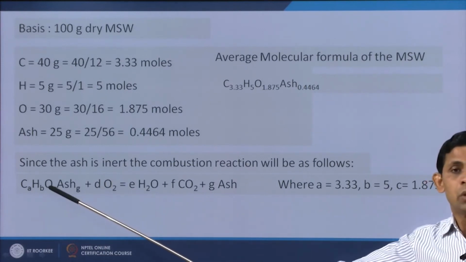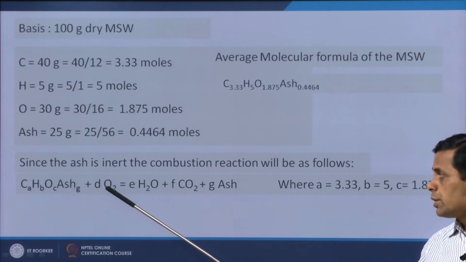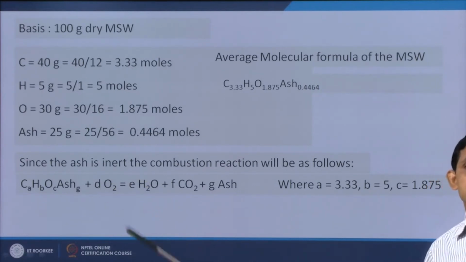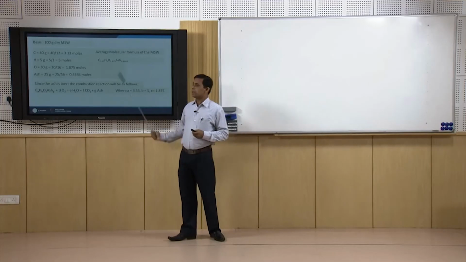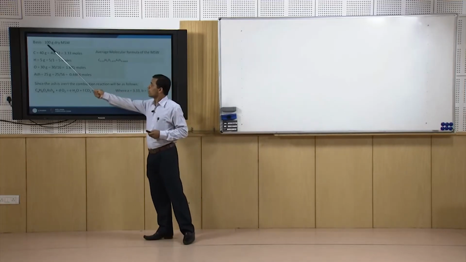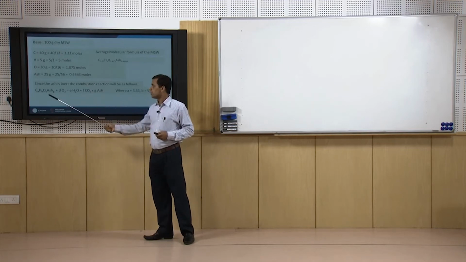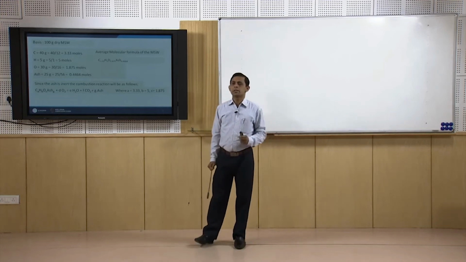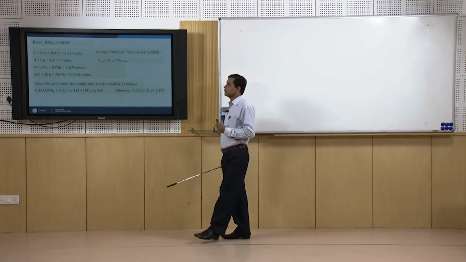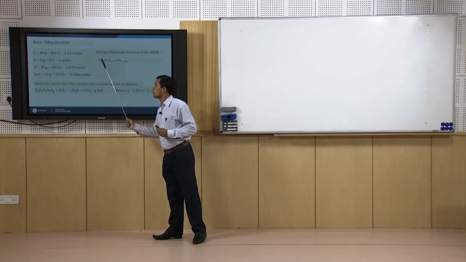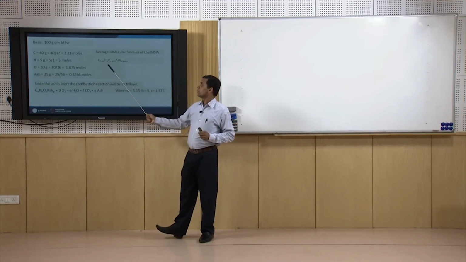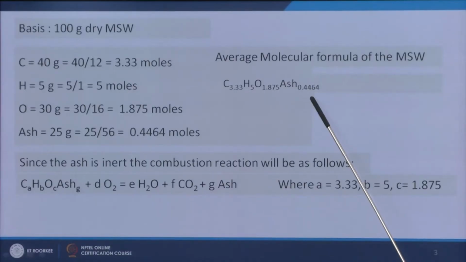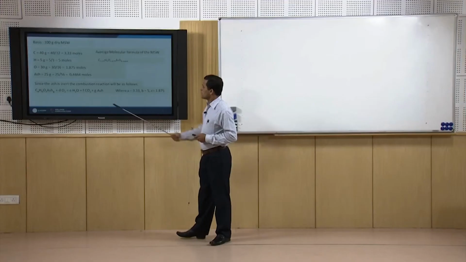So, 1 mole is reacting with D moles of oxygen. So, the stoichiometric requirement of oxygen is D with 1 mole of this material, or we can say also for 100 gram of the MSW. If we can find out the value of D, then we can get how much oxygen is required for the stoichiometric combustion of this MSW, which is represented by C 3.33 H5 O 1.875 S 0.4464, and this is the reaction.